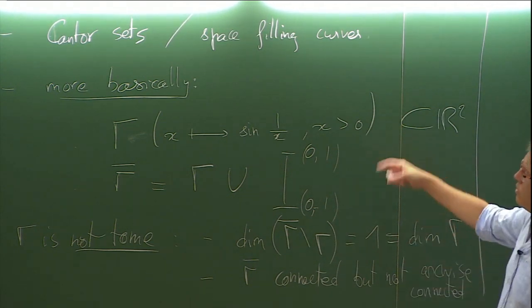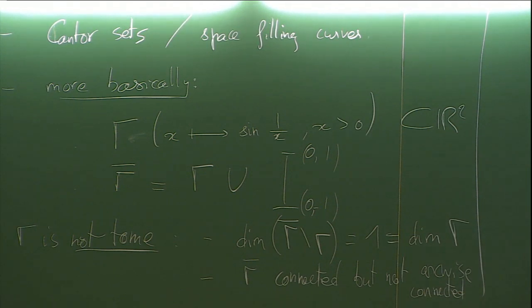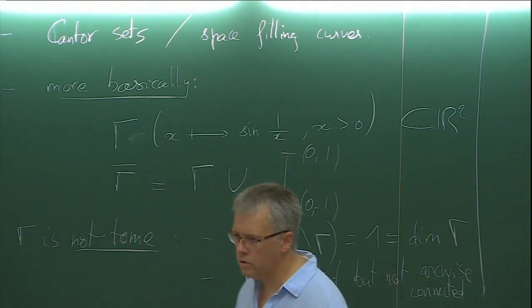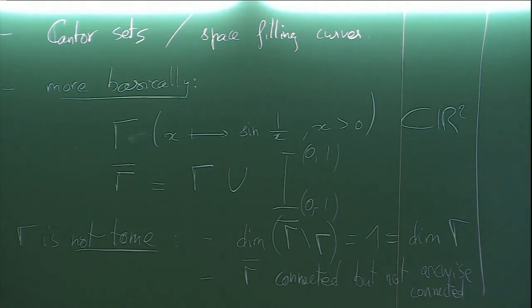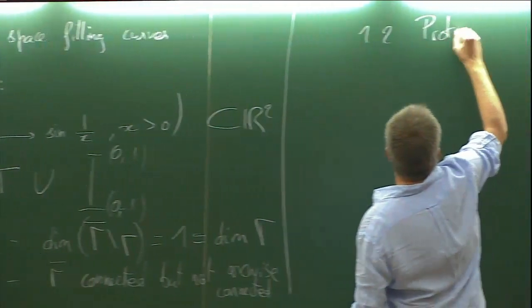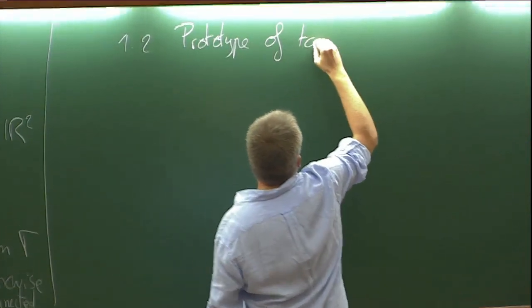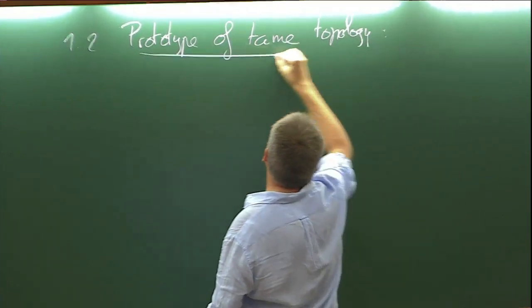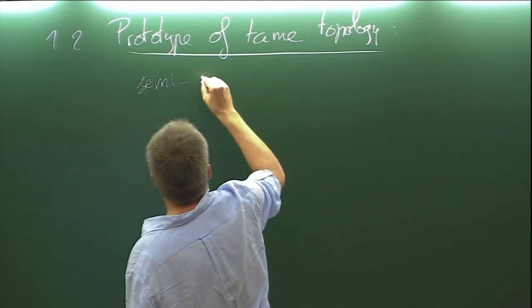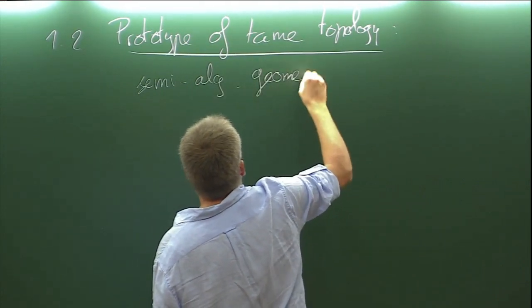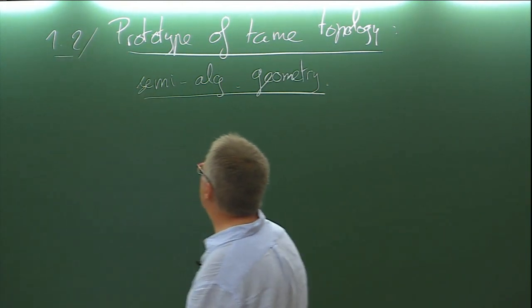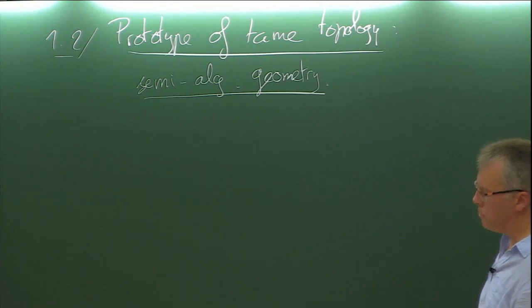Okay, so this is to give you a feeling of what we don't want, and what do we want? Well, the idea of o-minimality is to give you axiomatically the properties that you allow when you study geometry. So the prototype of tame geometry, tame topology, will be semi-algebraic geometry. This is really the prototype. So let's try to study first the properties of semi-algebraic geometry, and then we'll axiomatize what we want.